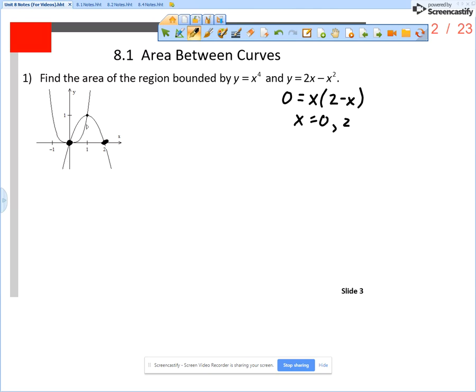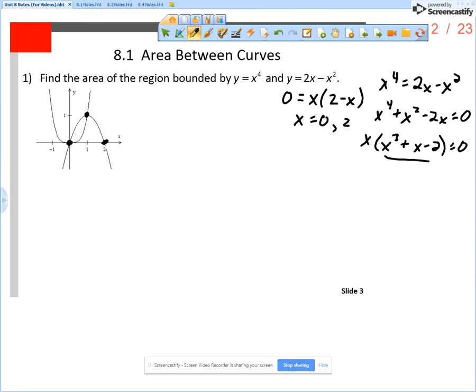Then you'd have to know where the two curves intersect each other, so you'd have to set x to the fourth equal to 2x minus x squared. Now that's a little bit more challenging, because I have x to the fourth plus x squared minus 2x equals 0. This is okay because you could factor out an x, and then you'd have x cubed plus x minus 2 equals 0. But then you'd have to use a plus or minus p over q situation to figure out the zeros of that other part and to get that 1 is the other intersection point. So obviously a little bit more challenging.